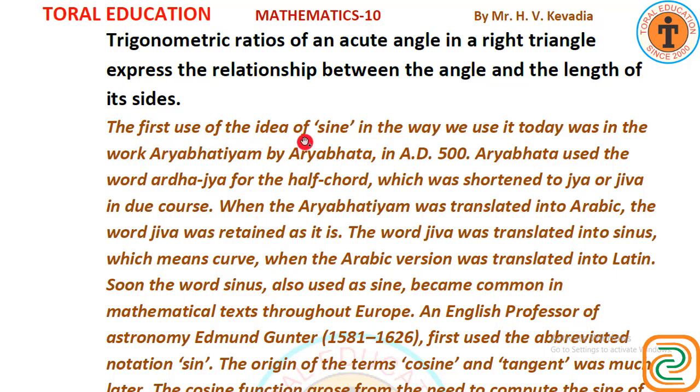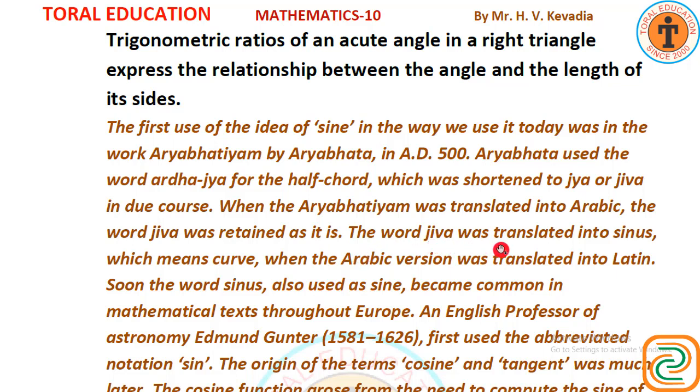The first use of the idea of sine in the way we use it today was in the work Aryabhatiyam. This is the book written by Aryabhata. In AD 500, Aryabhata used the word ardha jya for the half chord, which was shortened to Jya or Jiva in due course. When the Aryabhatiyam was translated into Arabic, the word Jiva was retained as it is.